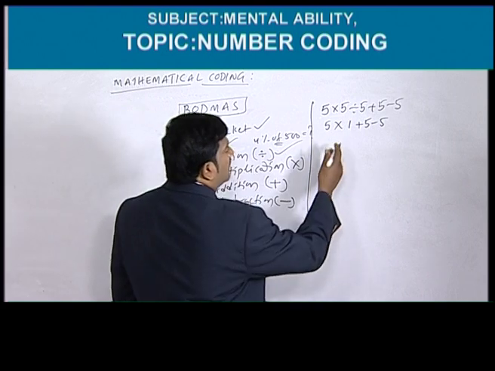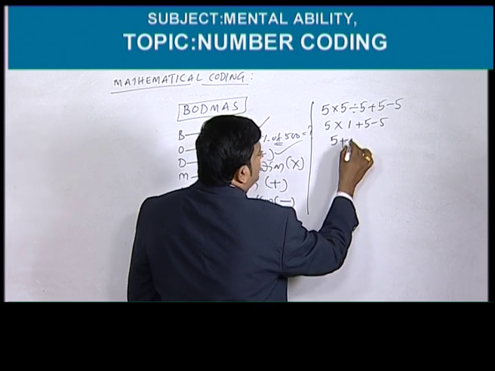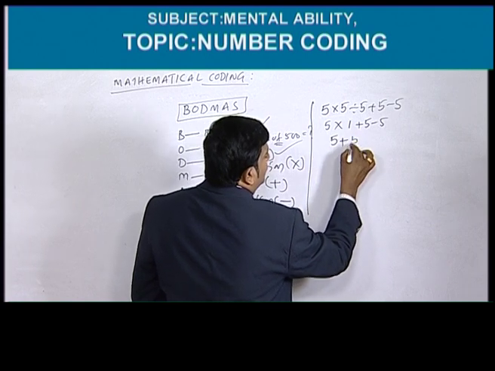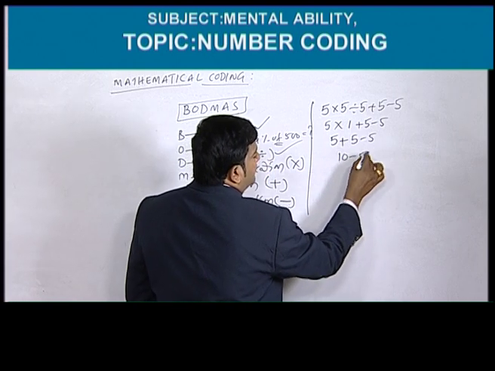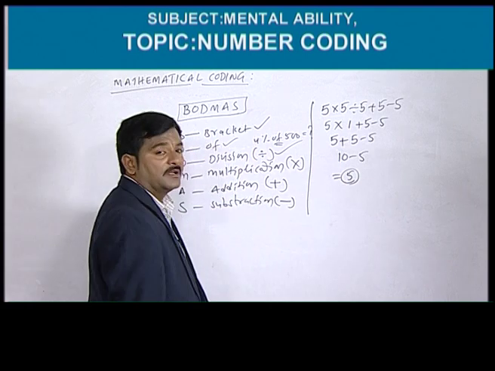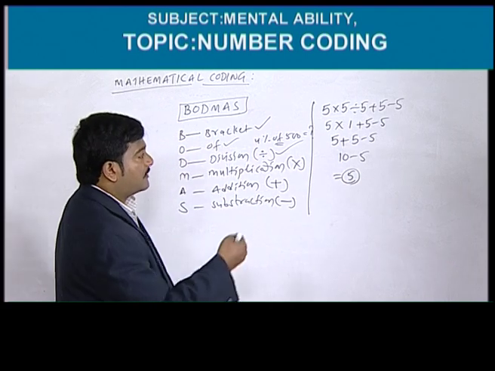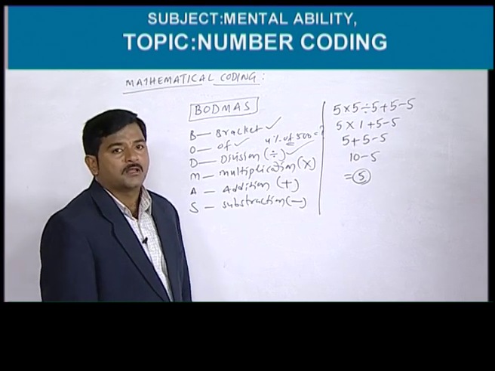Next, what you have to do? Multiplication. 5 into 1 means 5. So the multiplication concept is finished. Then plus 5 minus 5. 5 plus 5 how much? 10. 10 minus 5 means how much? 5. Hence the simplified value of that is 5. That we did by using the concept of what? BODMAS rule. Okay, I hope you enjoyed this.